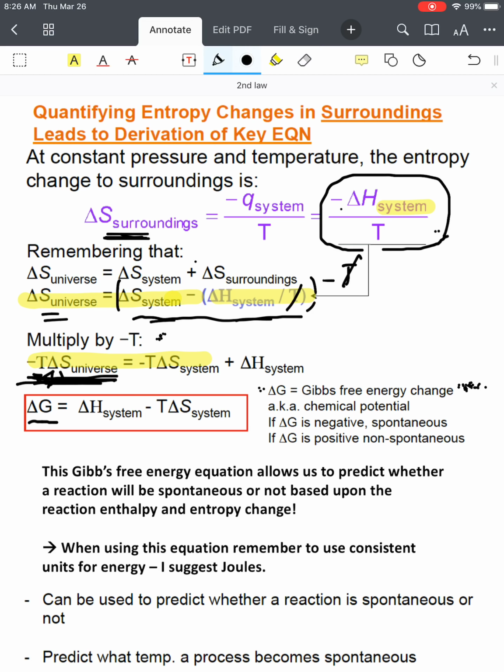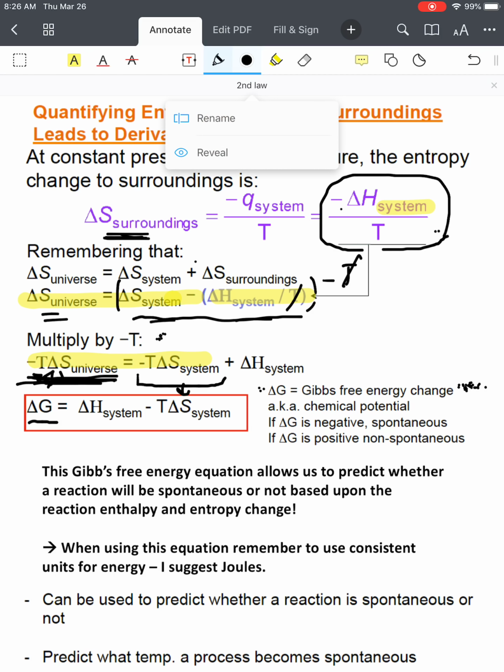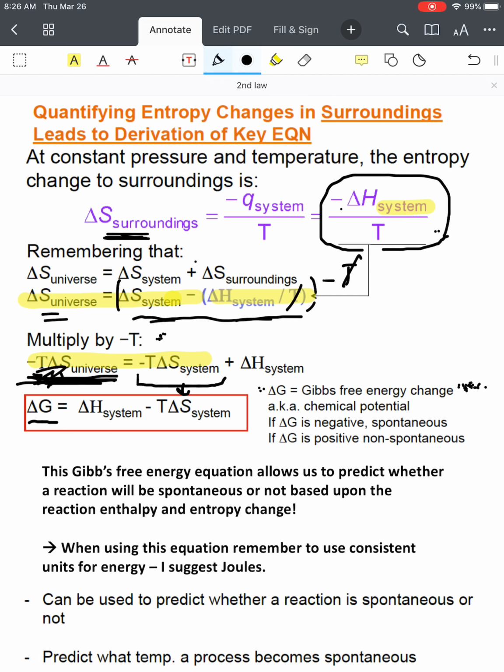And then likewise, we're going to take this minus T delta S, and we're going to bring that down here, minus T delta S system. But the beauty of this is we now have this equation for delta G, this change in Gibbs free energy. That's a relatively simple equation if you look at the form of it, right? It's the one that's in that red box right there.